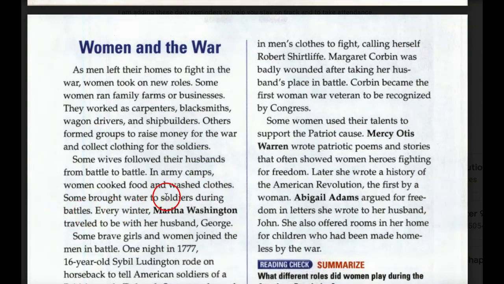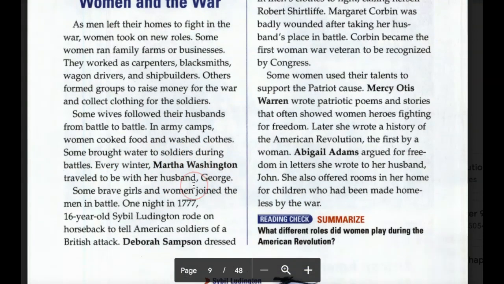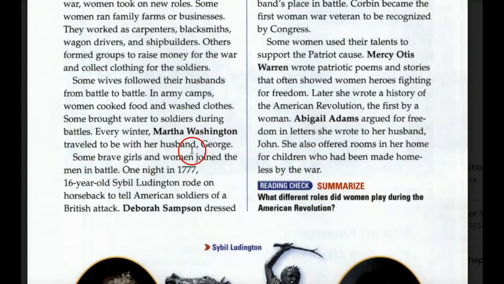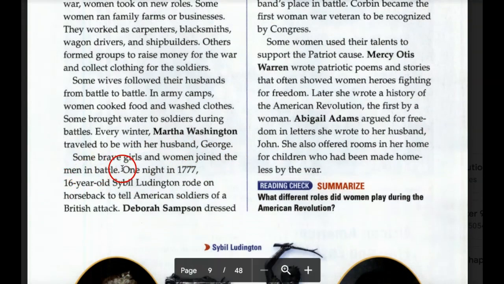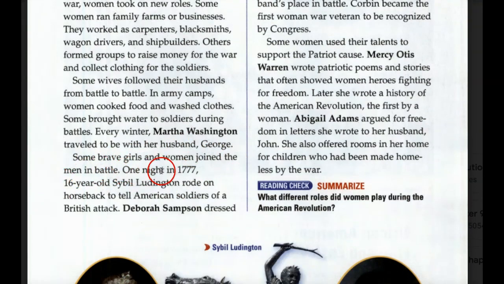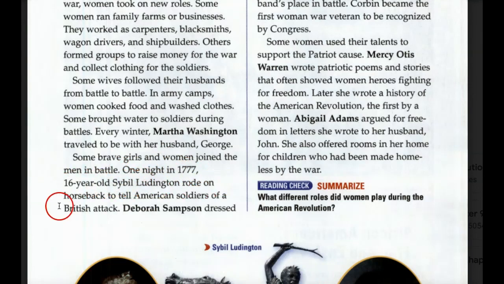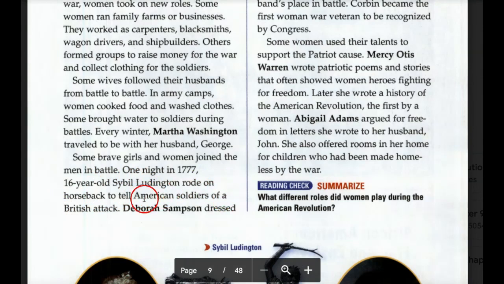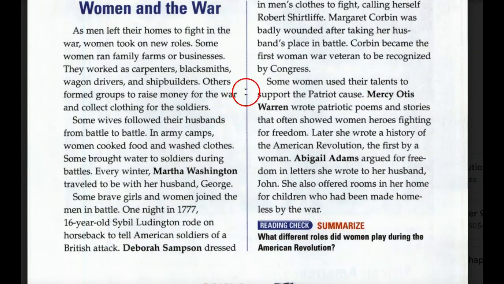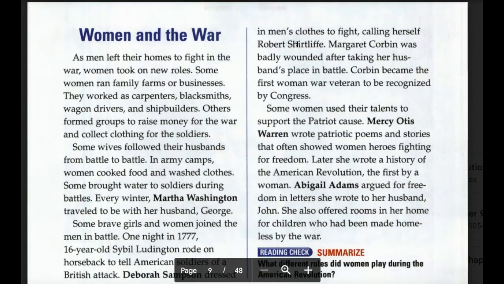Every winter, Martha Washington traveled to be with her husband George. Some brave girls and women joined the men in battle. One night in 1777, 16-year-old Sybil Ludington rode on horseback to tell American soldiers of a British attack. Deborah Sampson dressed in men's clothes to fight, calling herself Robert Shirtliff.